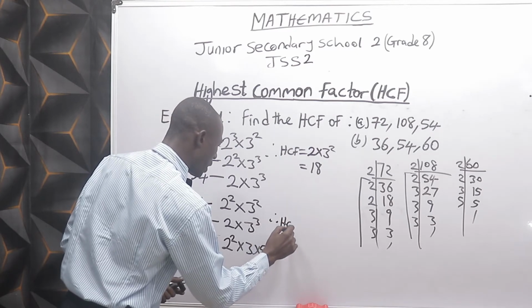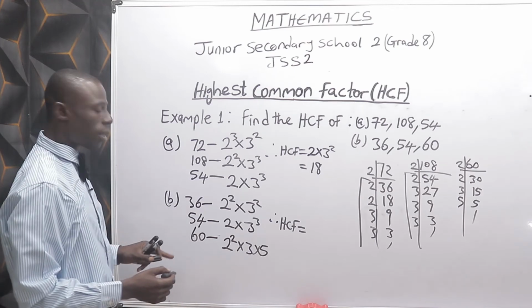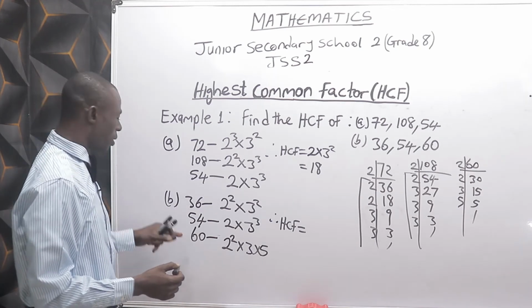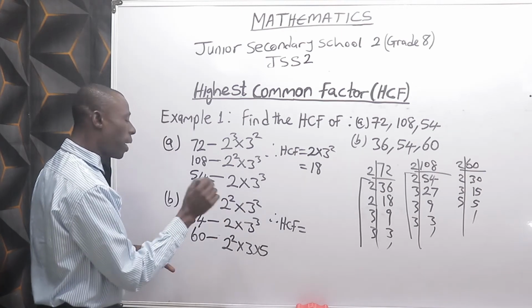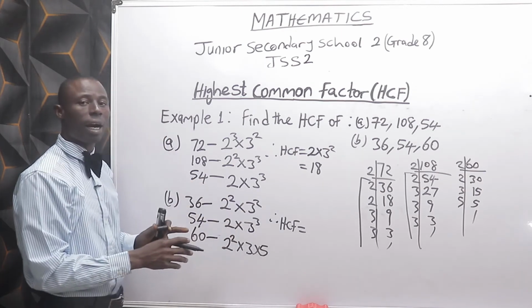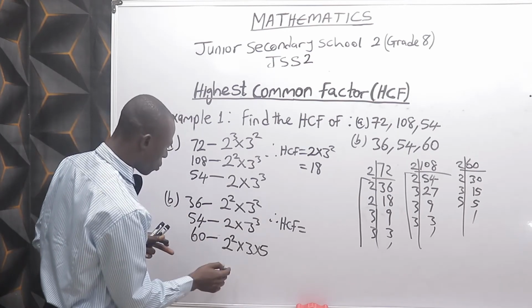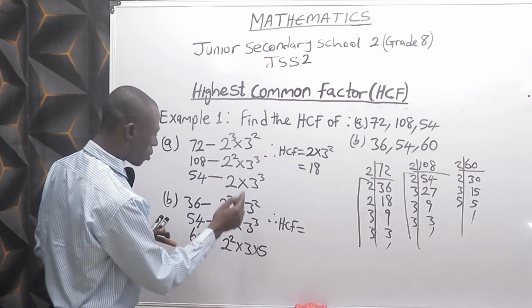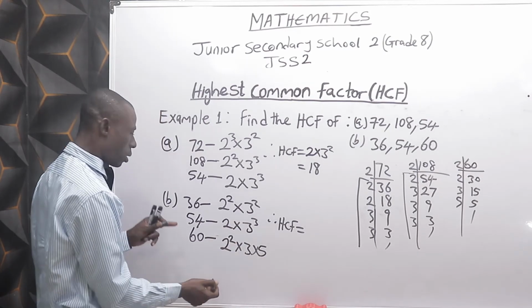Therefore, the HCF of 36, 54, and 60 is, we take the product of only the common factors in their lowest power. 2 is a common factor to the 3 of them. 3 is a common factor to the 3 of them. 5 is not common. 5 only exists with 60. It is not common.